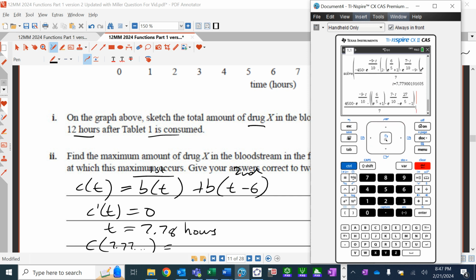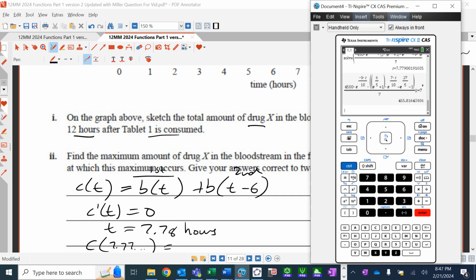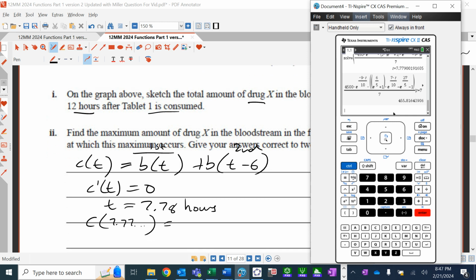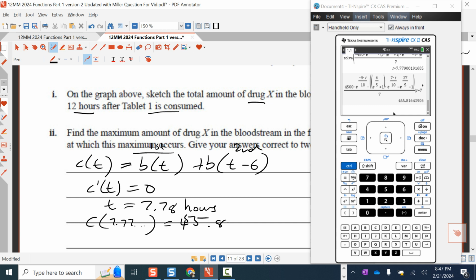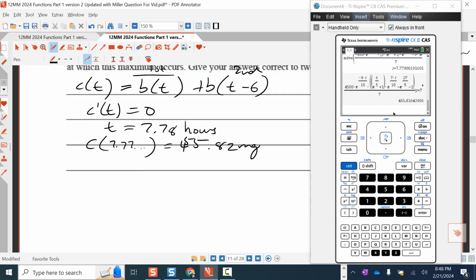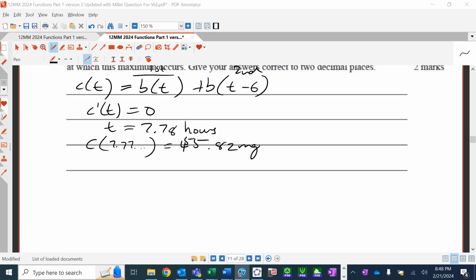In fact, I didn't even have to put t equals. I can just go up and hit enter. And what that will do is substitute for t everywhere where it sees a t. So it's going to put in 7.779, etc. Because this is a decimal, it'll automatically approximate it. So I said 440, it says 455, which is good. 455.82 milligrams of the drug. All right, so there's this one done by addition of ordinates.